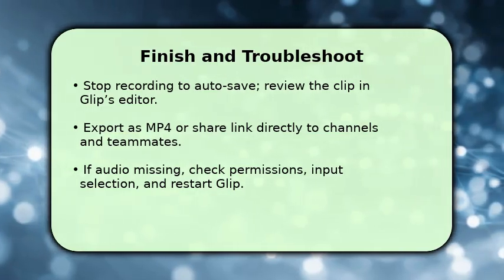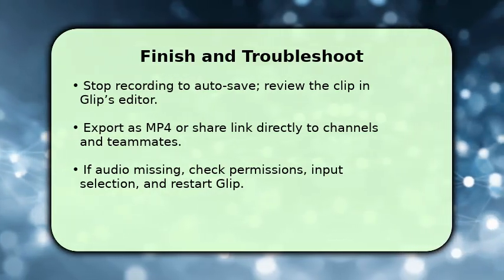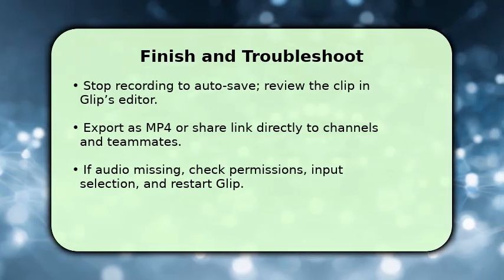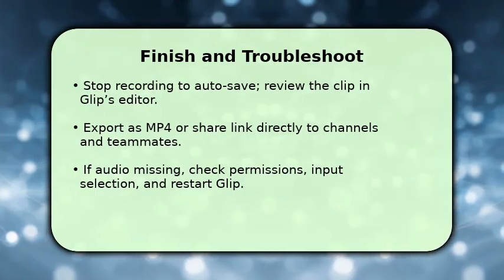If something goes wrong, for example, no audio, check microphone permissions, ensure the correct input was selected, and restart Glip. If problems persist, reboot your device and retest permissions before re-recording.